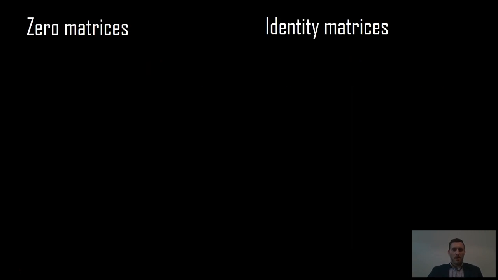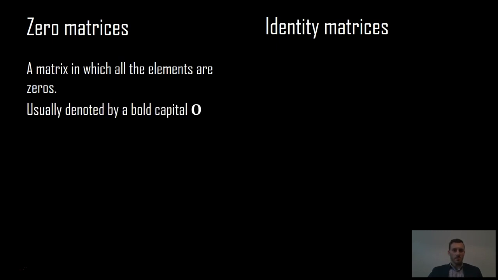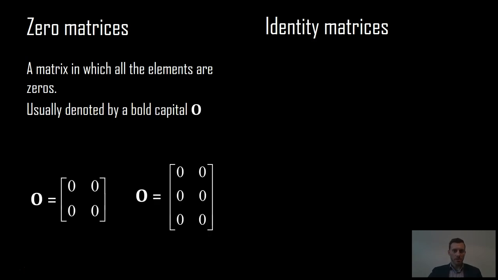A zero matrix is an M by N matrix in which all elements are 0, usually denoted by the bold capital letter O. Here are two examples of these types of matrices.